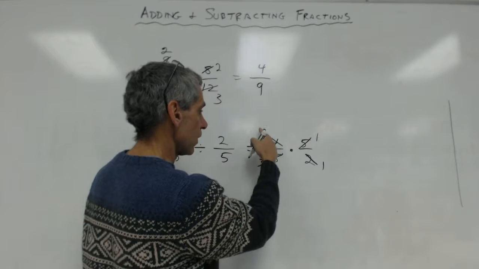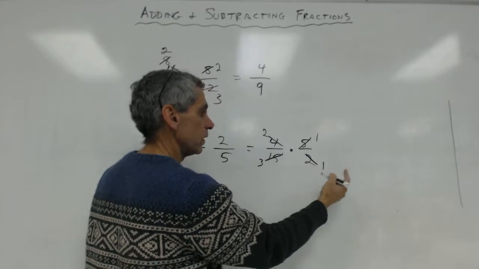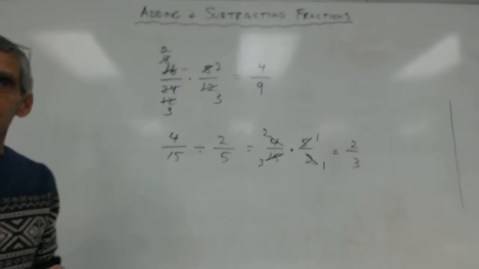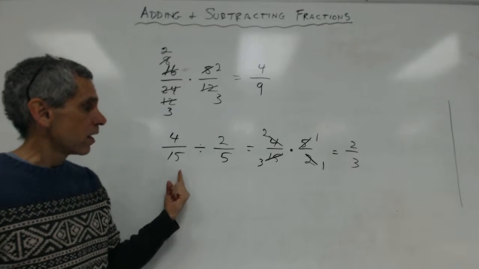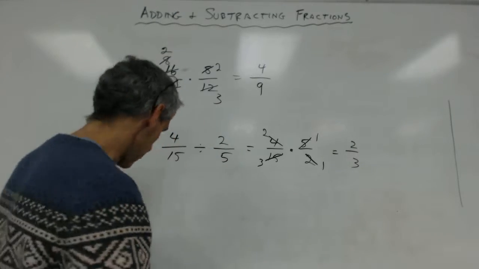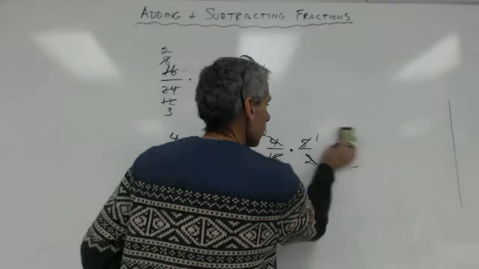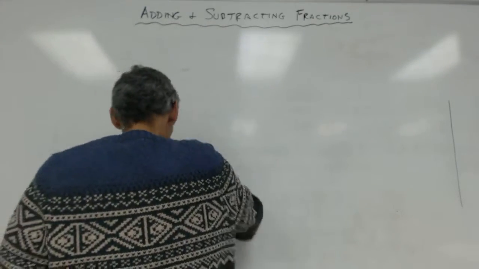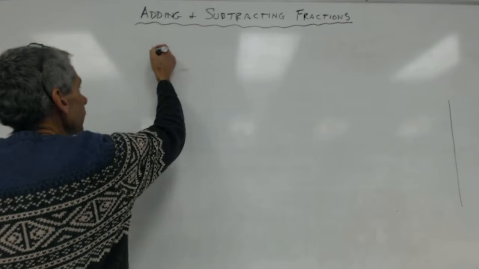Okay, perfect. So we've got 2 times 1 over 3 times 1, 2/3. Yay. All right, easy. Did I need to have common denominators to divide fractions? No. Okay, good. So dividing is always just turning it into a multiply. So what about something like this?